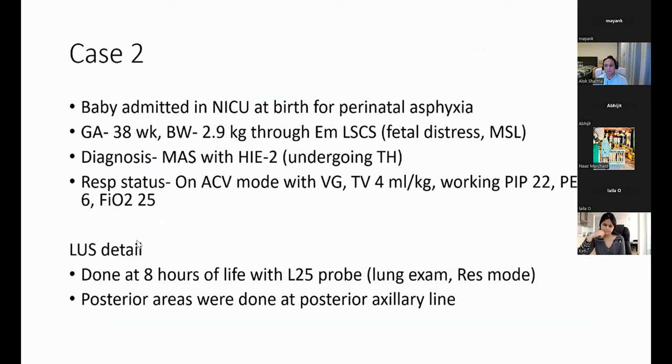The baby was intubated on assist control mode of ventilation with volume guarantee. The tidal volume was set at 4 ml per kg, the working PIP was quite high at 22, the PEEP was 6 centimeters, and the FiO2 was 25%. I performed the lung ultrasound at 8 hours of life with the linear probe, and one of the limitations was that I could not image the posterior areas ideally, and the scans were done at the posterior axillary line.